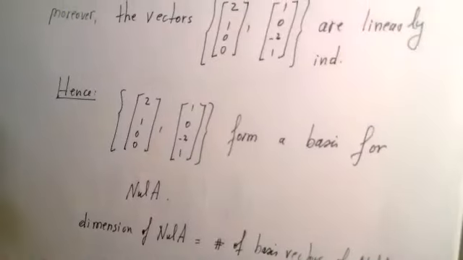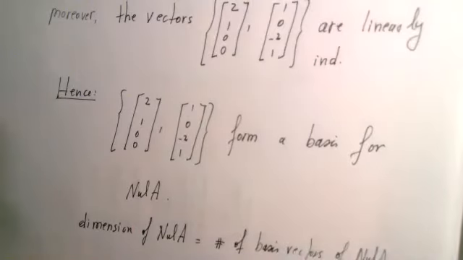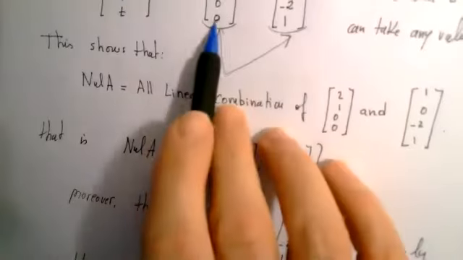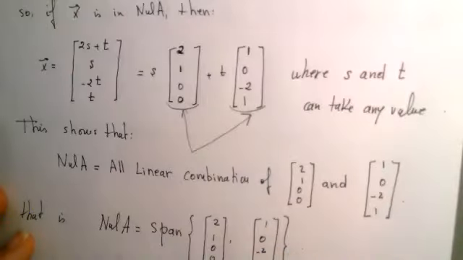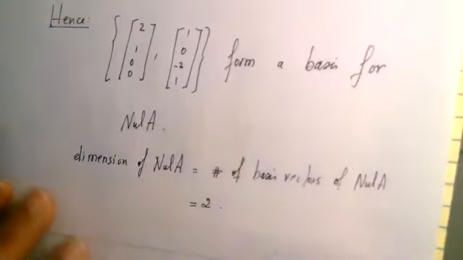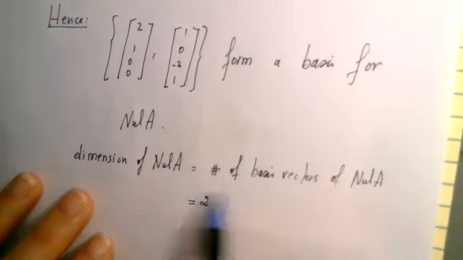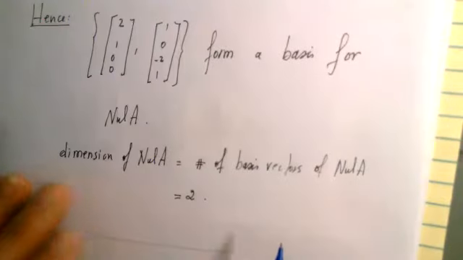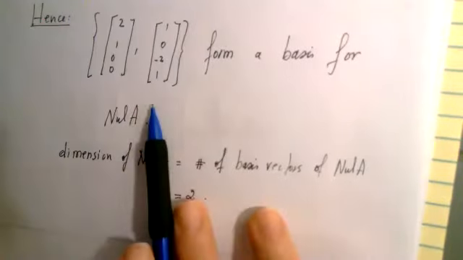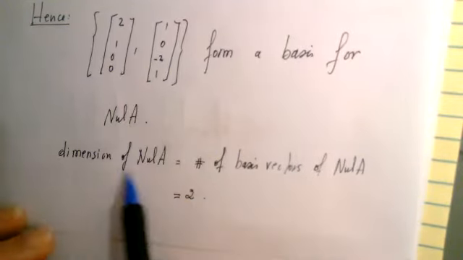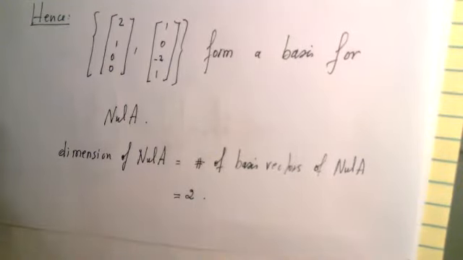So finding a basis for the null space is actually not hard. You write the system in parametric vector form. Once you write it in parametric vector form, you have it. You have your basis. So now, what's the dimension of the null space? The dimension of the null space is the number of basis vectors in the null space. There are two vectors in the basis. It means the dimension is equal to 2.